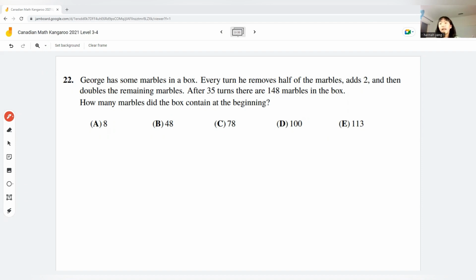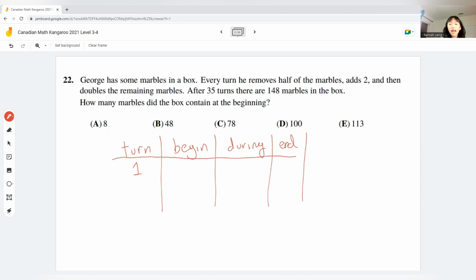So we need to find some sort of pattern to this. Let's make a table: the turn, the beginning, the equation during the turn, and then the end result. Let's say it's turn 1. You would naturally begin with x, which is just the starting number of marbles. Then you would do 2 times (1/2 times x plus 2), and then you would get x plus 4. Your end result would be x plus 4.